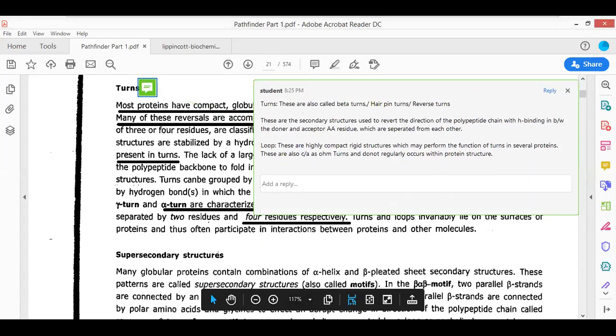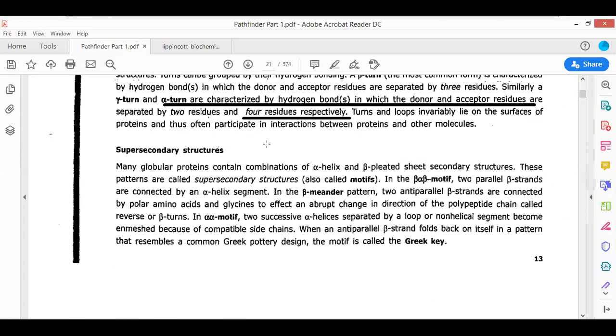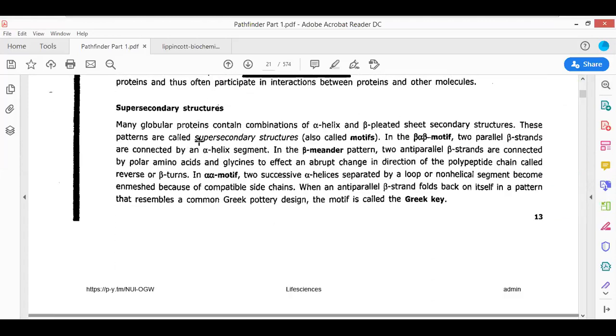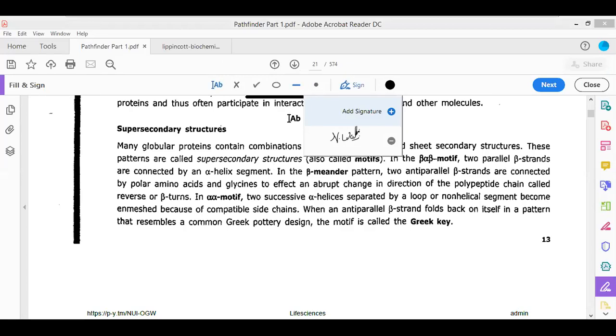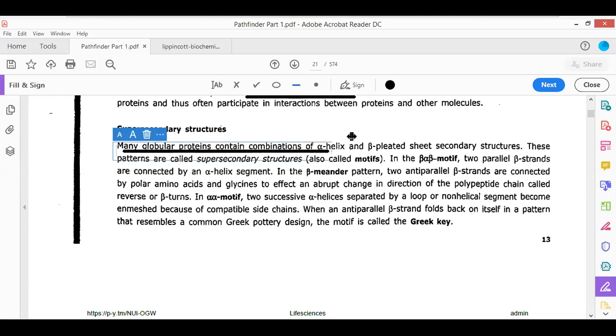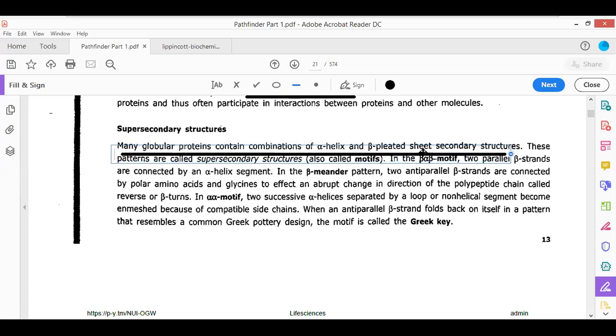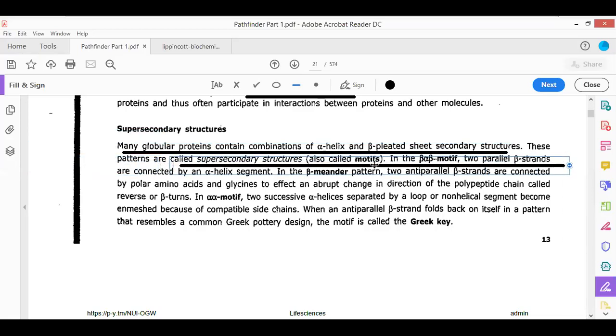Now we are going to talk about another structure that is referred to as the super secondary structure. What do you mean by super secondary structure? As the name indicates, one is secondary, another one is super secondary. Super secondary structures are the structures which are produced by the combination of the secondary structures. Many globular proteins contain a combination of alpha helix and beta pleated sheet secondary structures. As they contain this combination, these are referred to as the super secondary structures and are also referred to as motifs.